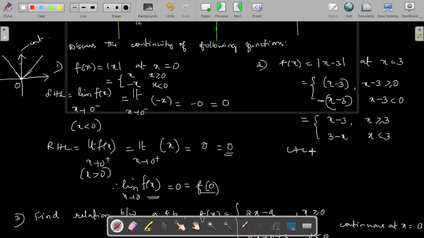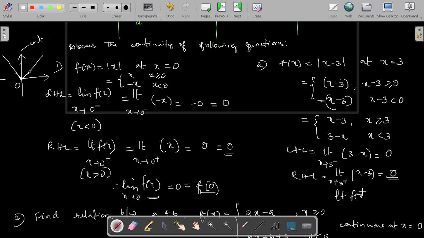Now find out LHL. LHL is x less than 3 here. Limit x tends to 3 from the left, which function will you choose? 3 minus x. Substitute: 3 minus 3 is 0. RHL is equal to limit x tends to 3 from the right, x minus 3, that is 3 minus 3. This also gives you 0. Now LHL is equal to RHL, and the limit of f of x as x tends to 3 equals 0.